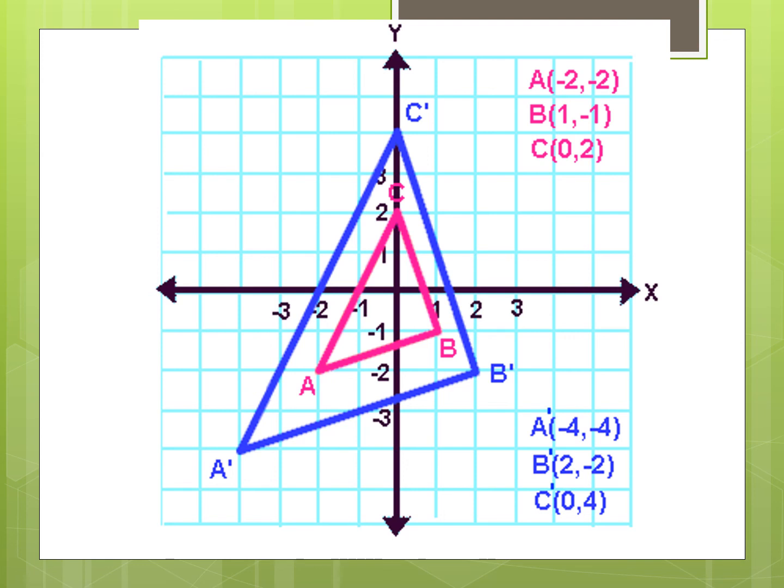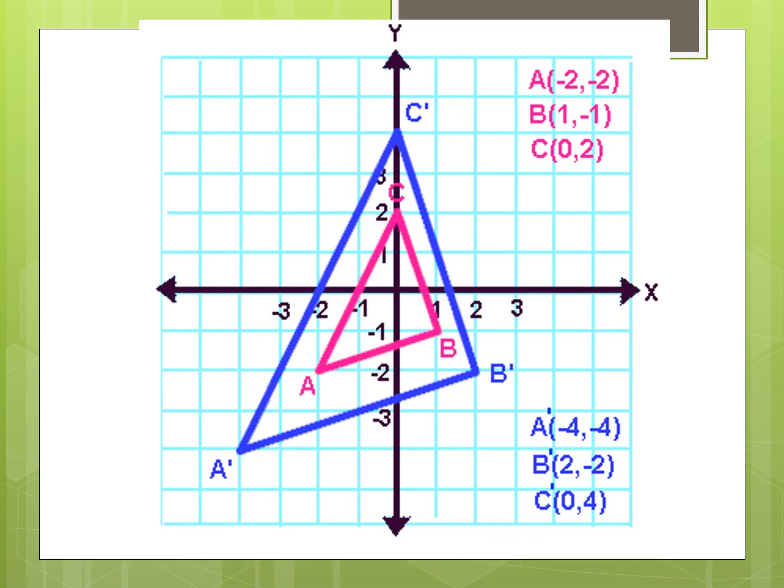So size clearly does not stay the same with dilation, so size is definitely going to be different. Orientation, again, I start at A prime, C prime, B prime, go the same direction, A, C, B. I said the letters in the same order, so the orientation did stay the same.